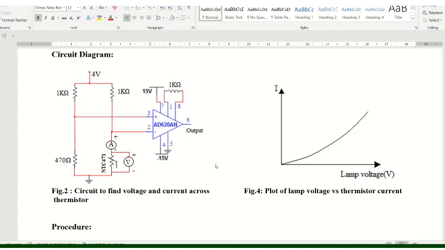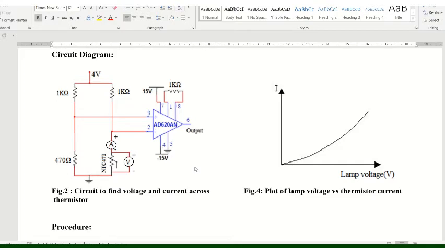Now in this circuit, the temperature that is provided to the thermistor is not shown. That is, the lamp circuit is not shown. So you have one more circuit, that is the lamp circuit. You are using the dimmerstat, which will be connected to the main supply. The dimmerstat is a power supply which can be varied from say 0 volts to 230 volts.